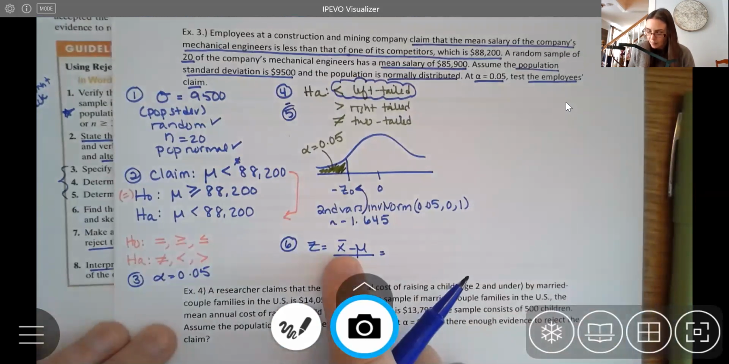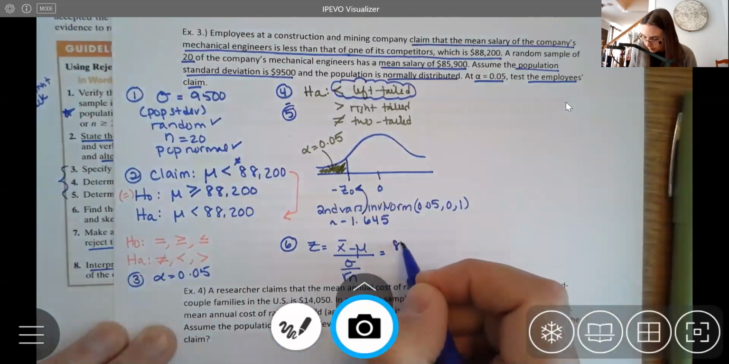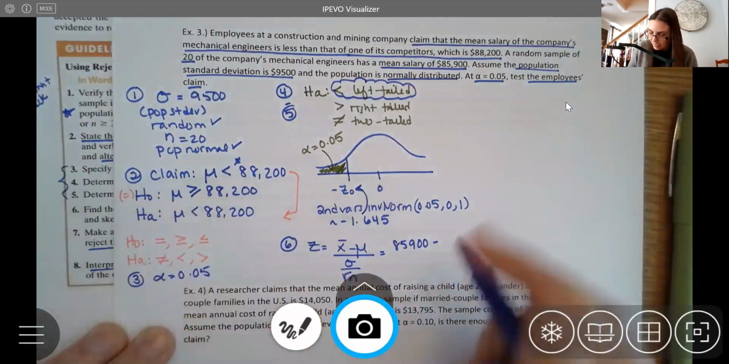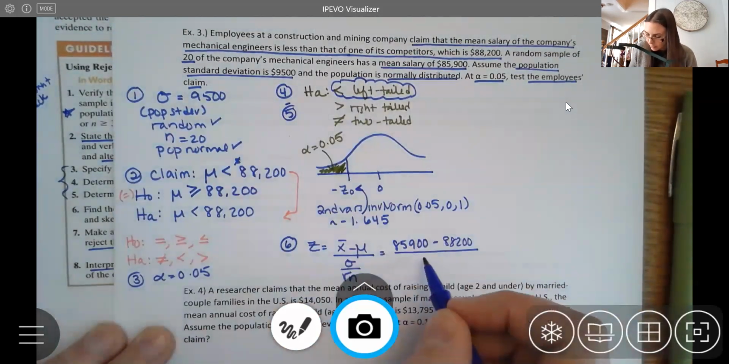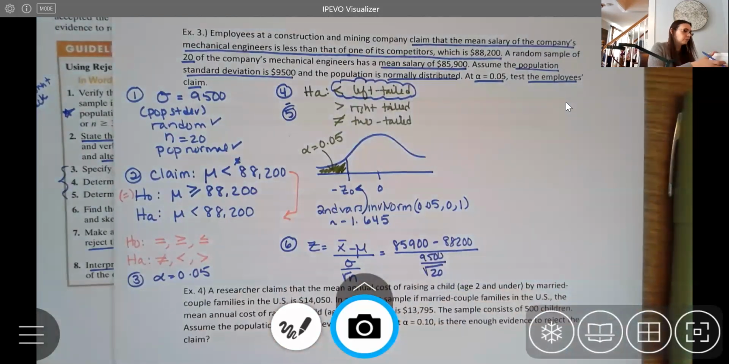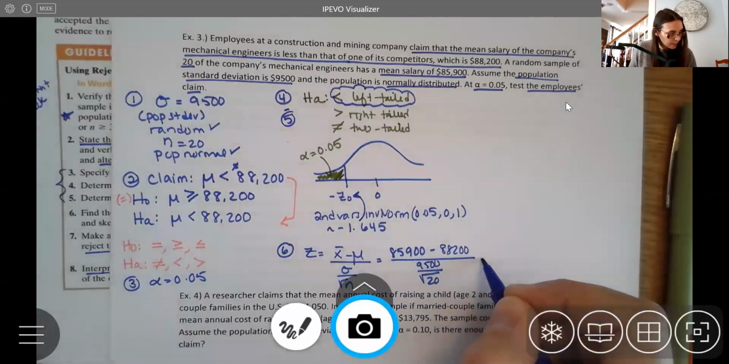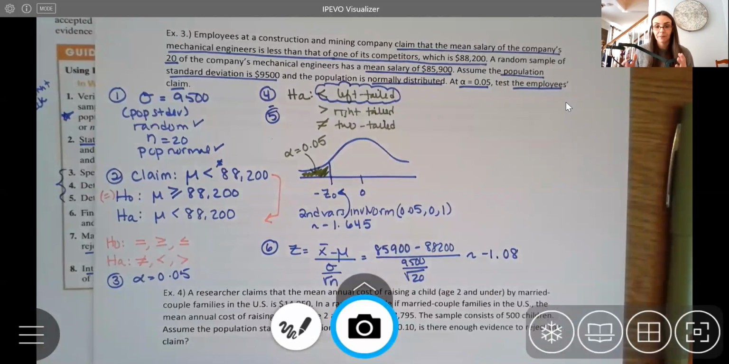So let's see, in this case, my sample mean was 85,900. My population mean, this is from your hypothesis testing, is 88,200. My sigma is 9,500. And then my n is 20. So I'm looking at the square root of 20. Sorry, I'm just getting my notes because I already did the answer out. And so what you get when you use your calculator is about negative 1.08 for your test statistic.